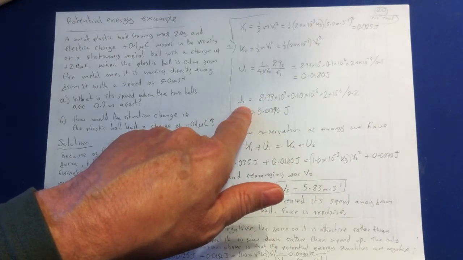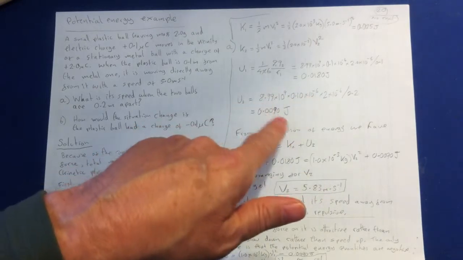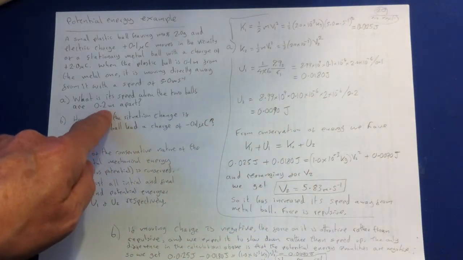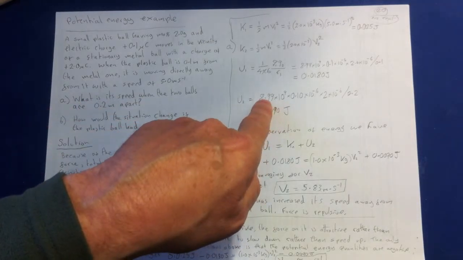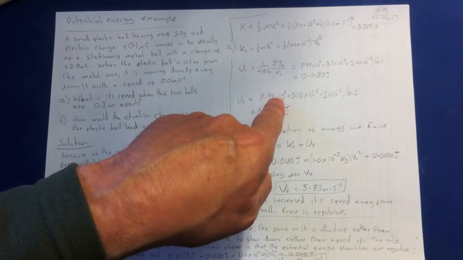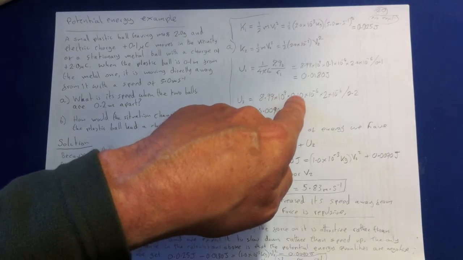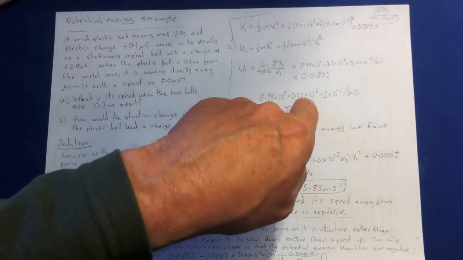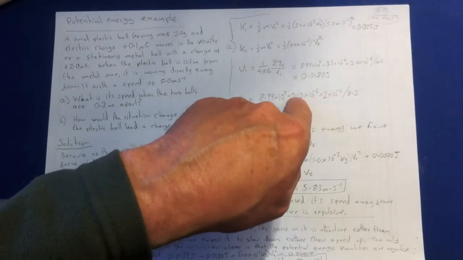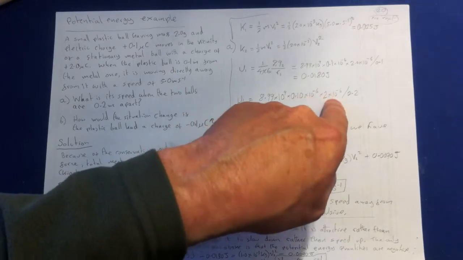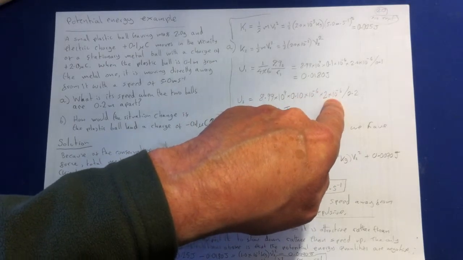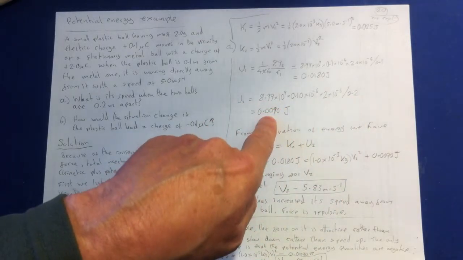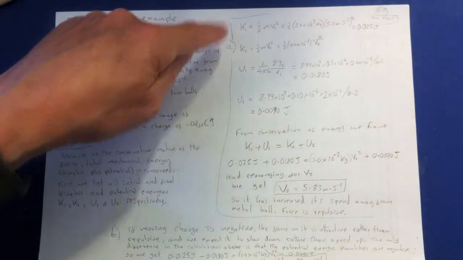We can also work out the final potential energy, because we have both charges and the final distance is 0.2 meters. So the final potential energy is 1 over 4 pi epsilon naught, which is 8.99 times 10 to the 9, times the charges, 0.1 microcoulombs and 2 microcoulombs, divided by 0.2 meters, which gives us 0.009 joules. So we've got everything now.